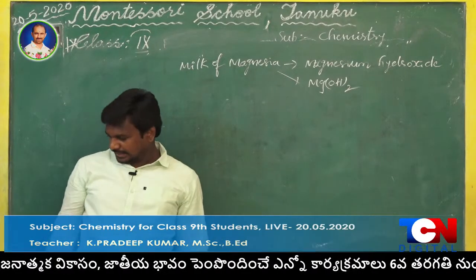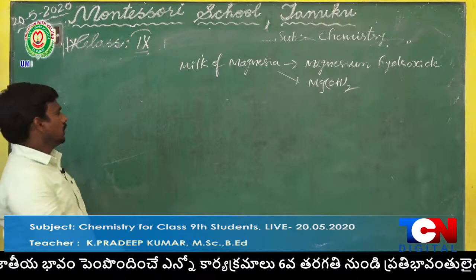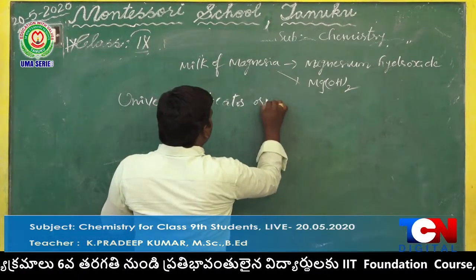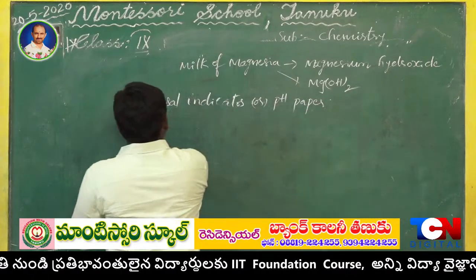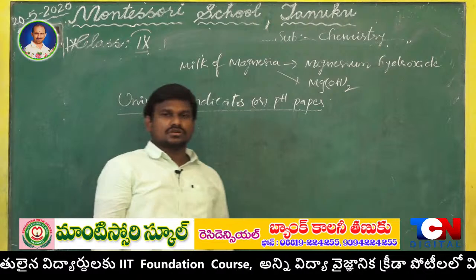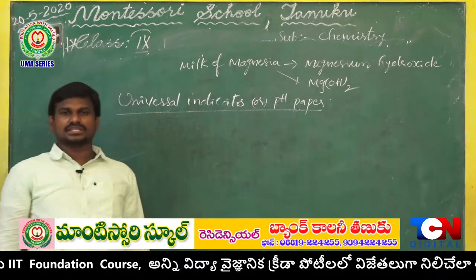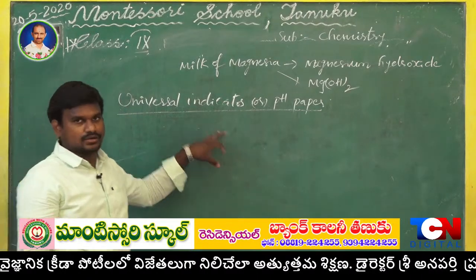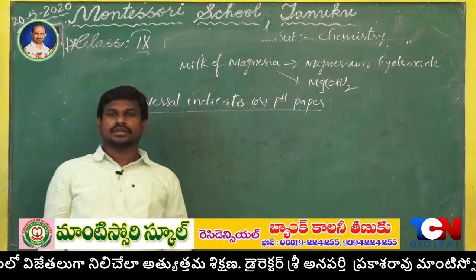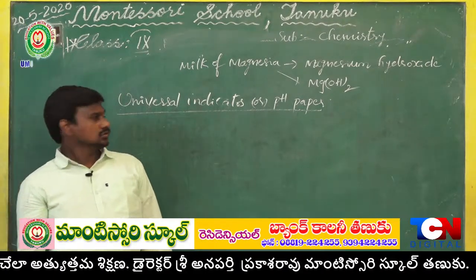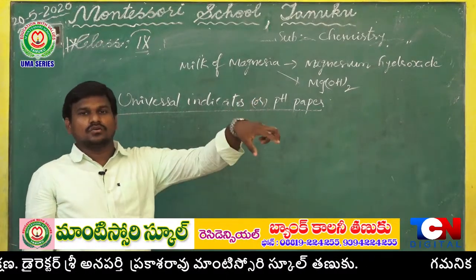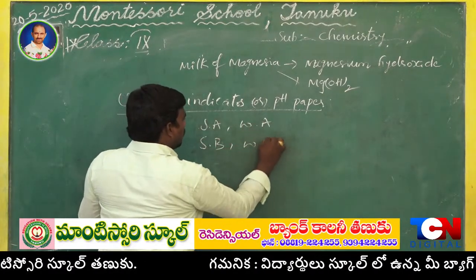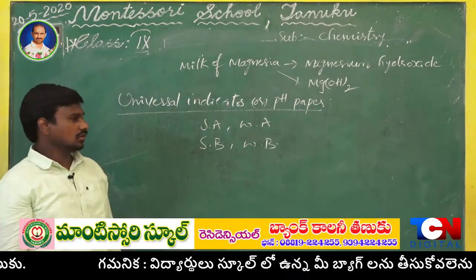So after this pH scale, let's move on to the next topic, universal indicator or pH paper. Universal indicator is a mixture of several indicators. So it gives different colors at different concentrations of hydrogen ion in a solution. It can be used to know the strength of acid or base, that means strong acid or weak acid, strong base or weak base.